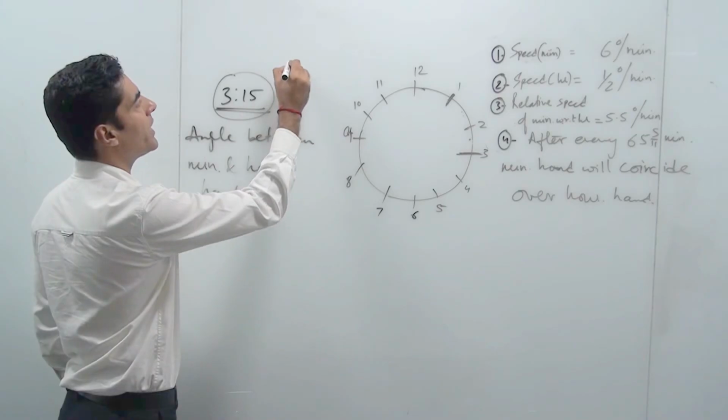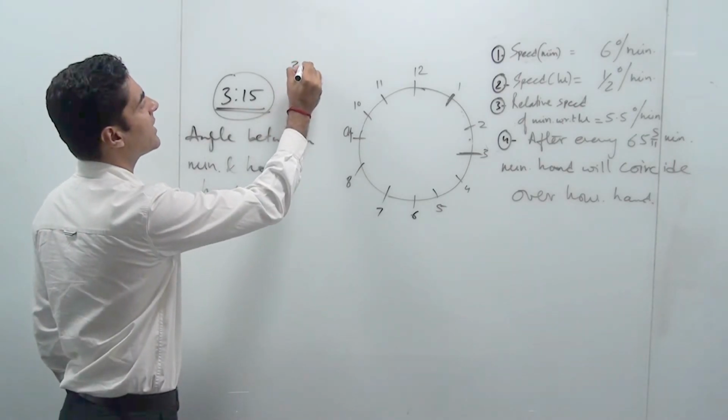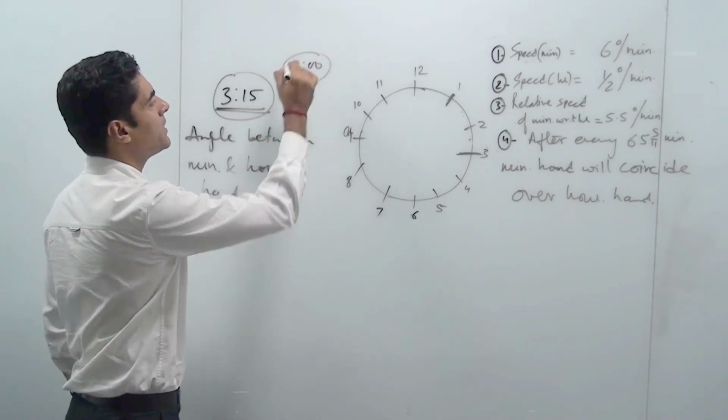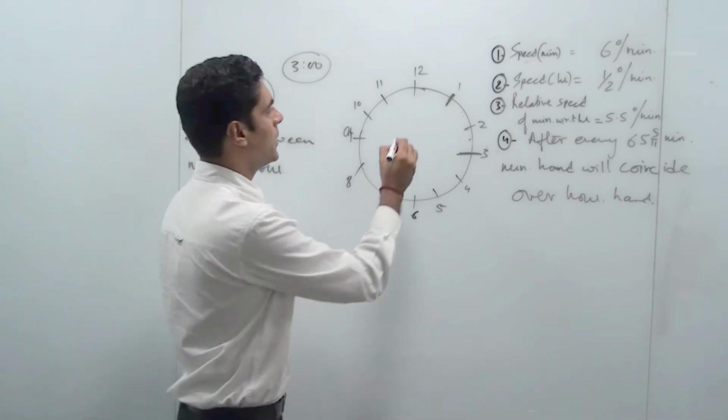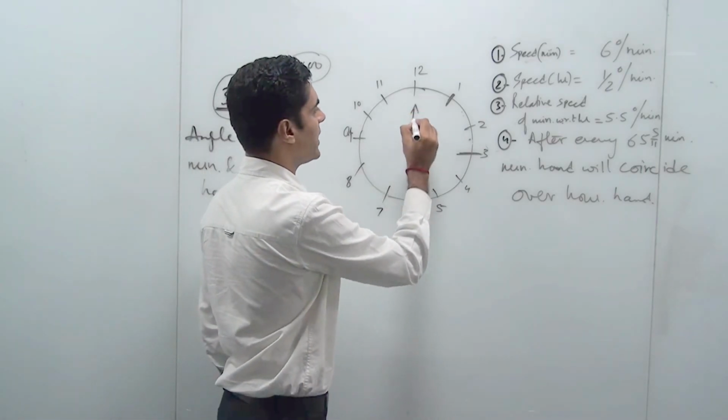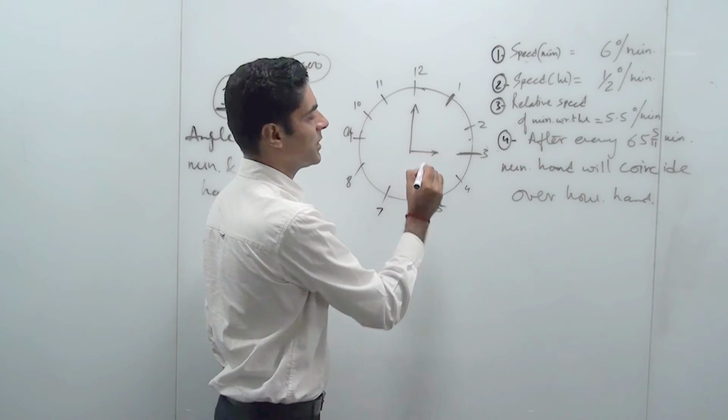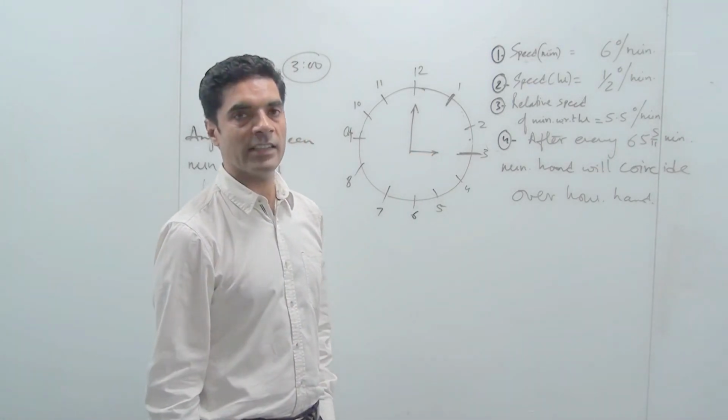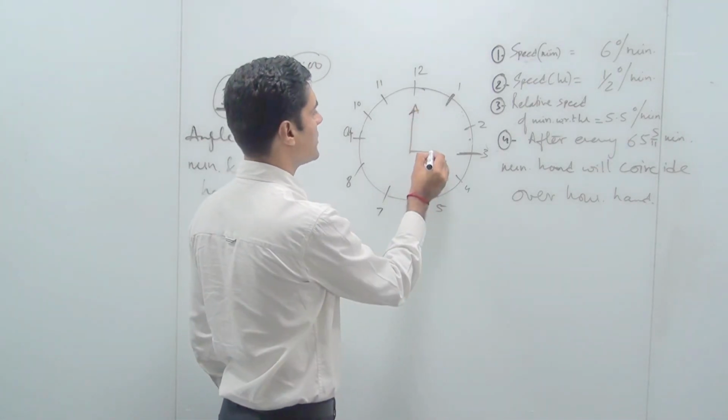Let's say you assume the nearest integral hour, which is close to 3:15, is 3 PM. So you know the position of minute and hour hand at 3 PM. This is what it is. There is an angle of 90 degrees at 3 PM. This is your minute hand and this is your hour hand.